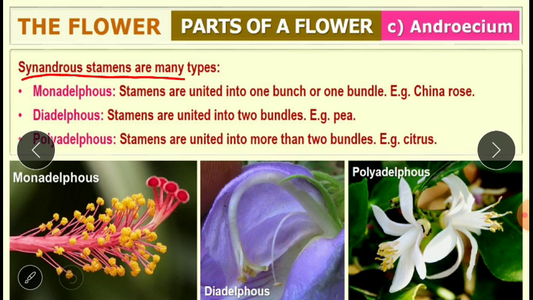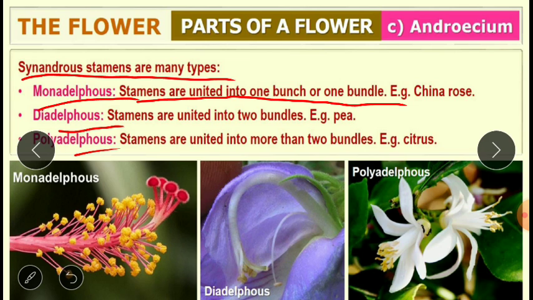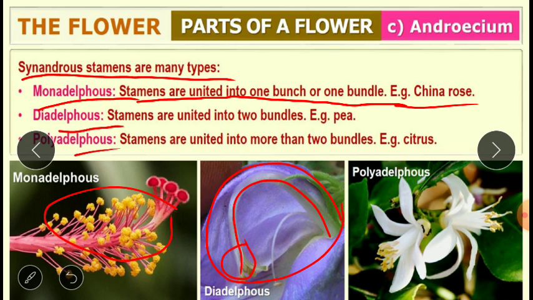Synandrous stamens are of many types: monoadelphous, diadelphous and polyadelphous. What is monoadelphous? Whenever the stamens are united into only one bundle or bunch, it is called monoadelphous. Example is China rose. Diadelphous is when stamens are united into two bundles. You can observe over here, the stamens are arranged in one bundle and only one stamen is free. So two bundles. Example is the pea plant.